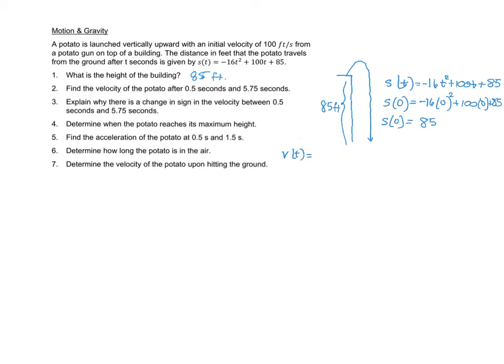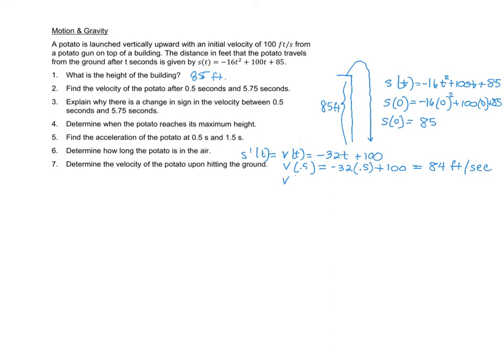Velocity equals negative 32t plus 100. That's the velocity. I've taken the derivative of the position function. This is s prime of t, equals negative 32t plus 100. So if I find the velocity after 0.5 seconds, I get negative 32 times 0.5 plus 100. That gives me negative 16 plus 100, which is 84, I believe. So the velocity at 0.5 seconds is 84, and we want our units, so we say feet per second.